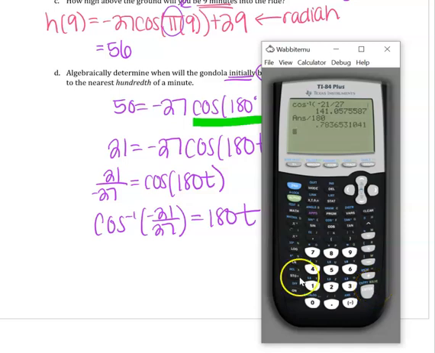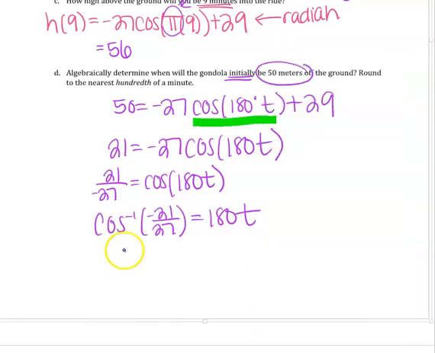So I'm getting 0.7836. Now my rounding directions say nearest hundredth. So t is equal to 0.78 as my final answer. So what were we looking for? We were looking for at what time you'd be 50 feet off the ground. So that is 0.78, technically of a minute, because that's what we were looking at. And that concludes this very long review video. I hope it helps.